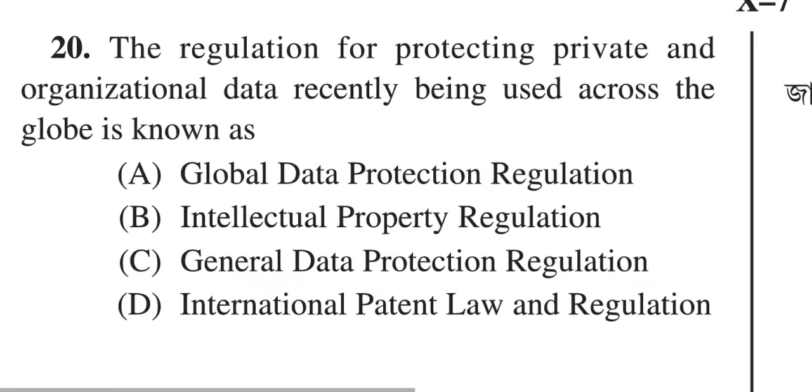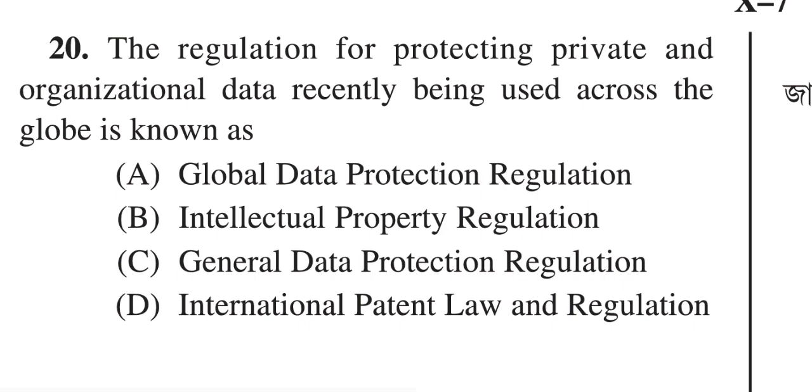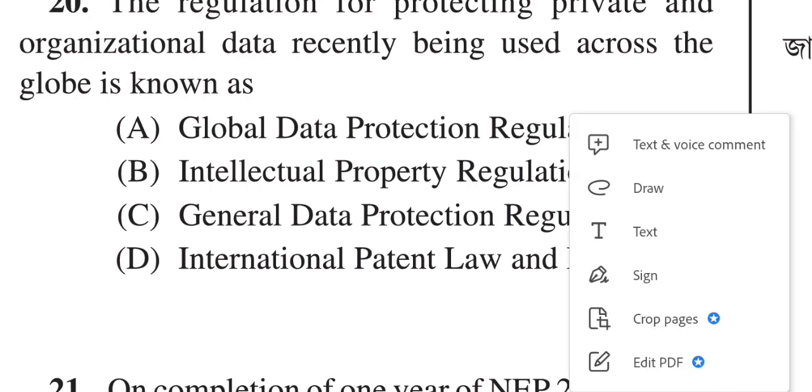Next, 20, it says the regulation for protecting private and organizational data recently being used across the globe is known as what? Global Data Protection Regulation, Intellectual Property Regulation, General Data Protection Regulation, International Patent Law and Regulation. So what will be the correct option of 20? Correct option will be C, that is General Data Protection Regulation. So this is the correct option.